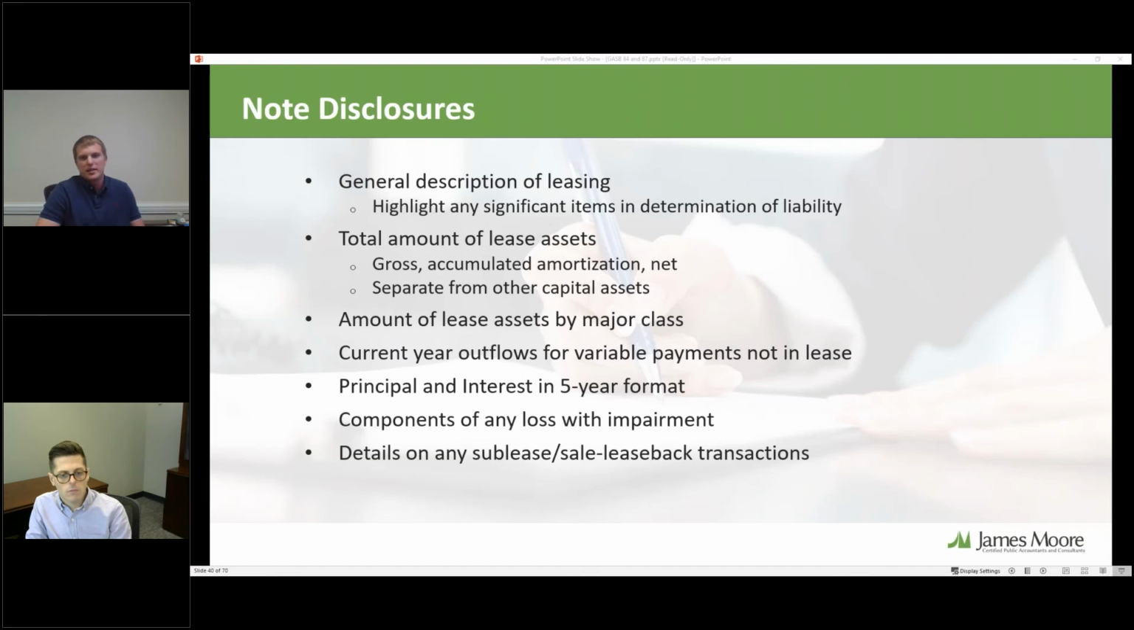The amount of lease assets by major classification. Current year outflows for variable payments that are not included in the lease liability. Principal and interest payments in a 5-year format. I think we're all pretty familiar with that one. Components of any loss with impairment if there was such a transaction during the year. And then if you did have any sublease or sale leaseback transactions, those would need to be disclosed separately.